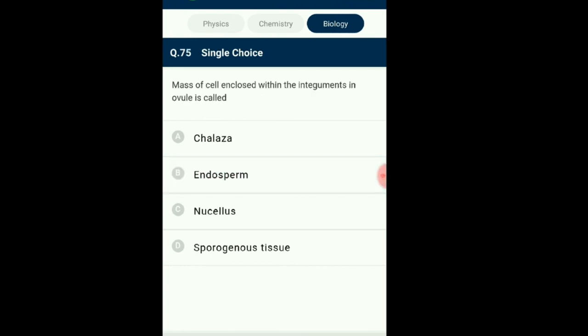Question number 75. Mass of cells enclosed within the integuments in the ovule is called. Each ovule has one or two protective envelopes called integuments. Enclosed within the integument is a mass of cells called the nucellus, which has abundant reserve food material. It provides nutrition to the developing female gametophyte or embryo sac. So the answer is option C, nucellus.